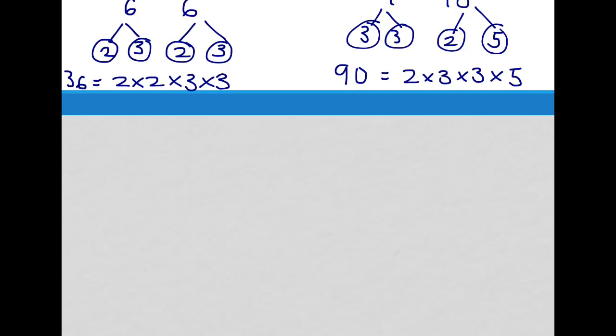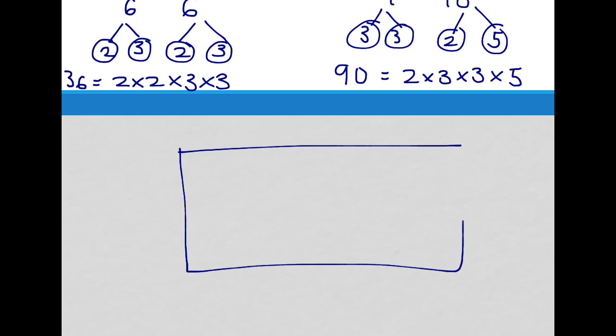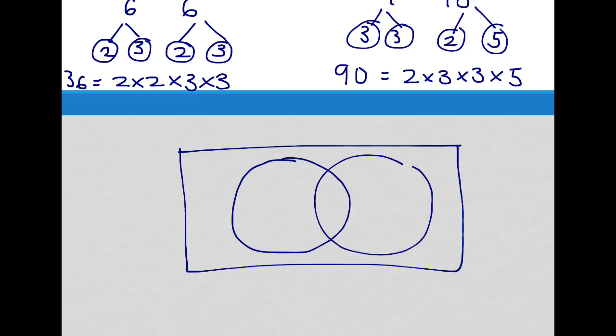And for a Venn diagram, we're going to draw a rectangle. And we are going to put 2 circles in that Venn diagram. And this circle on the left here is going to be our circle for 36, and this circle on our right is going to be for 90. Now let's have a look. I want us to look at the things that are the same in both and that are different. So I'm going to get a different colour pen for this.